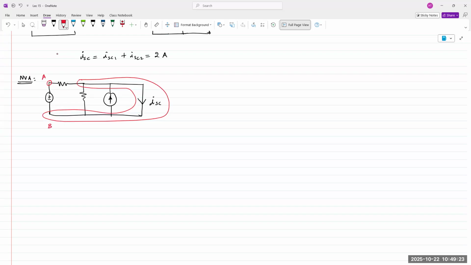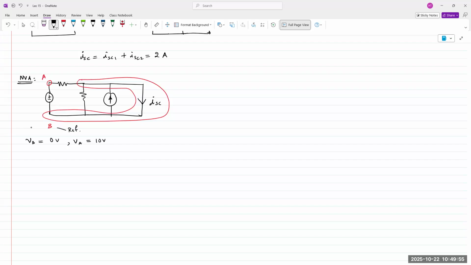And we already have answers for everything. So if B is our reference, VB is 0 volts and VA is 10 volts. So we already have the answer immediately. Now all we've got to do is apply KCL. Let's apply KCL at B.